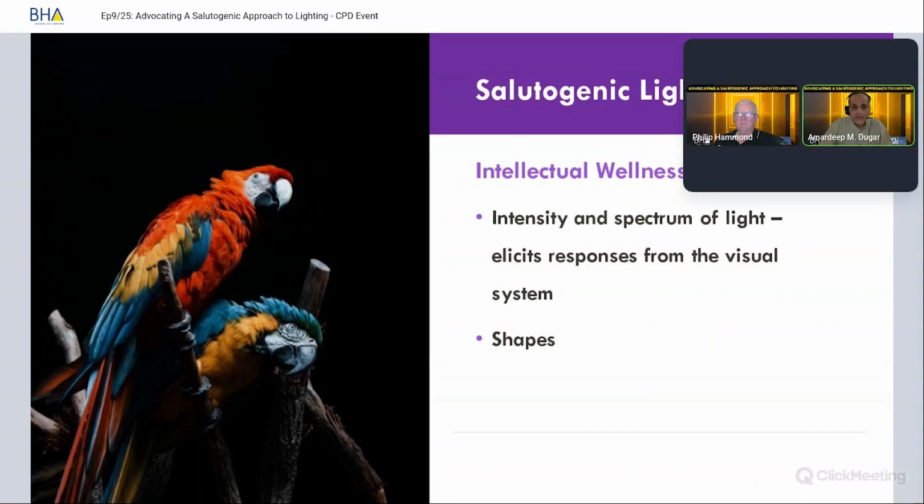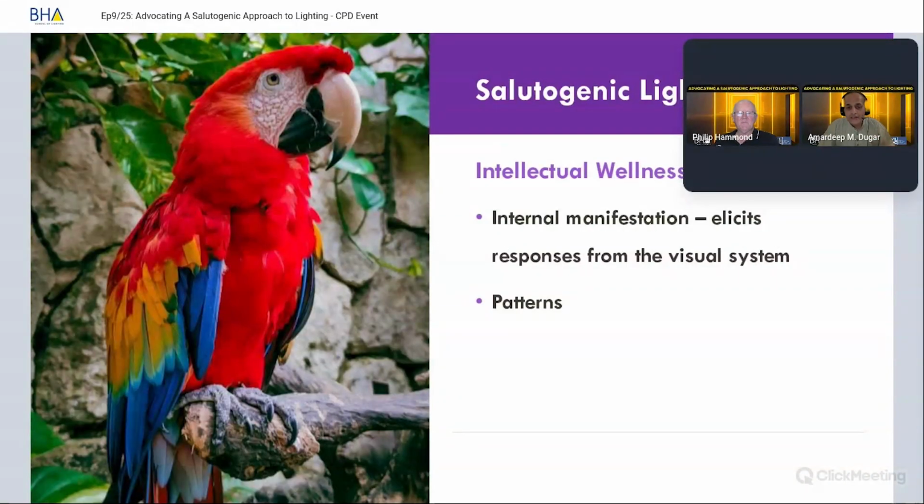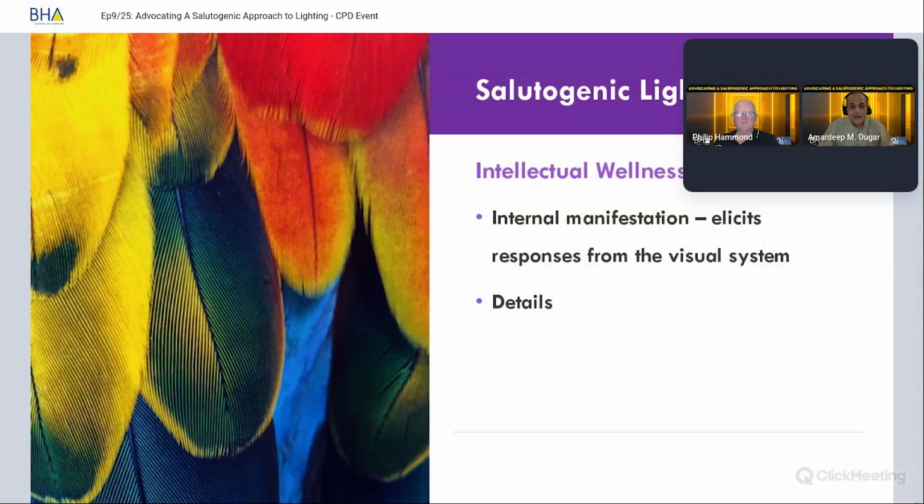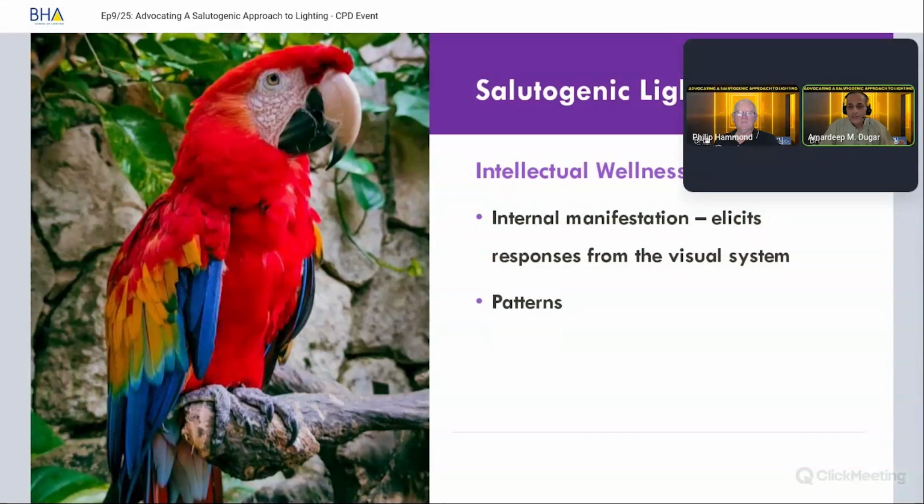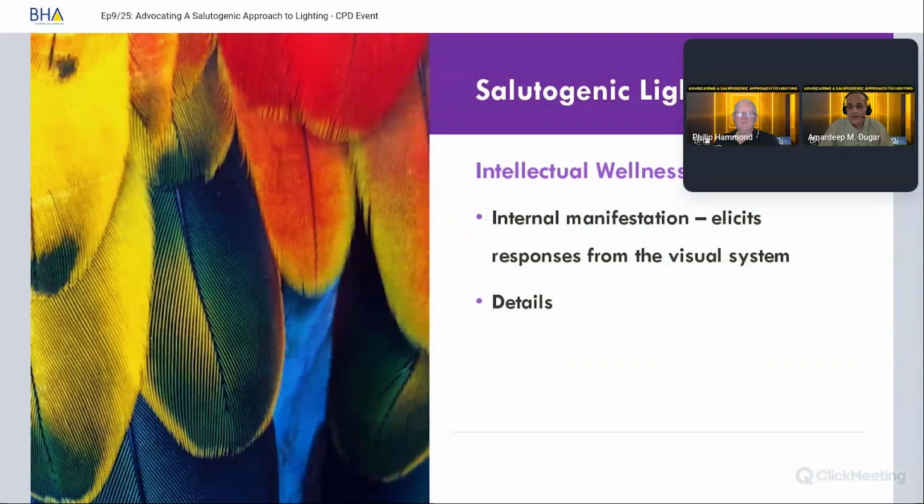Firstly, with the right intensity and the right spectrum of light, as soon as you enter a space, the first thing you see are shapes. So you see the shape of a bird, and then you start identifying patterns. Oh, that's a macaw. And then you start looking at details. Wow, that's a colorful, beautiful macaw. So that's how it works: shape, patterns, and details.